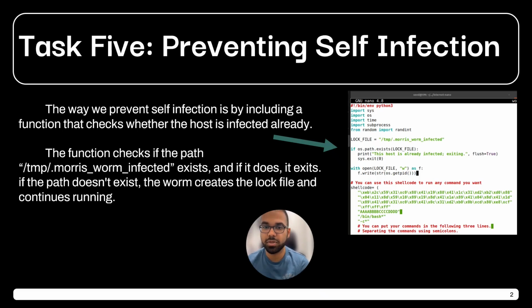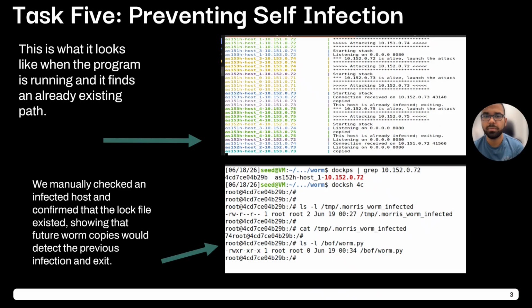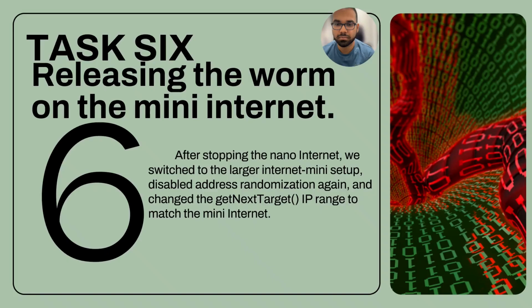This prevented multiple full worm instances from running on the same host. When the worm found an already existing log file, it printed a message and exited. We also manually checked an infected host and confirmed that the log file existed. This showed that future worm copies would detect the previous infection and stop, preventing many duplicate worm processes from being created on the same host.